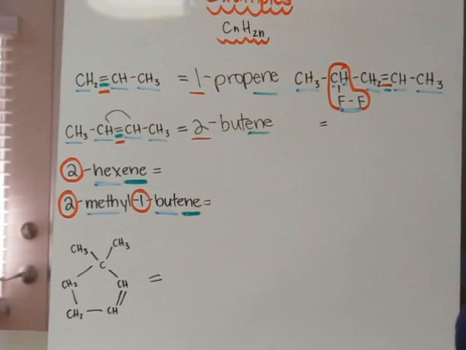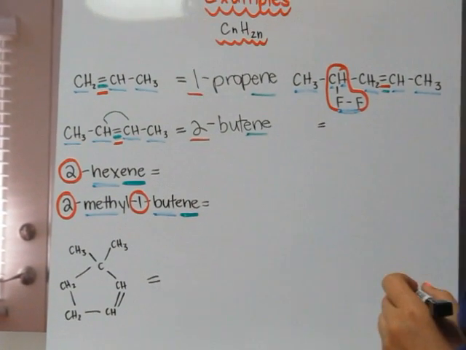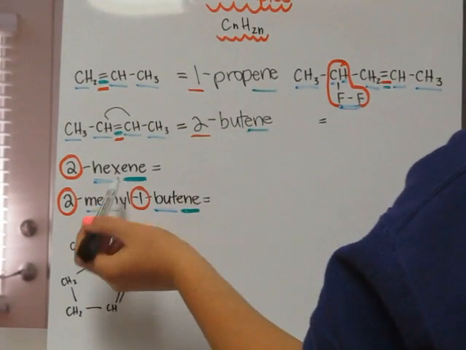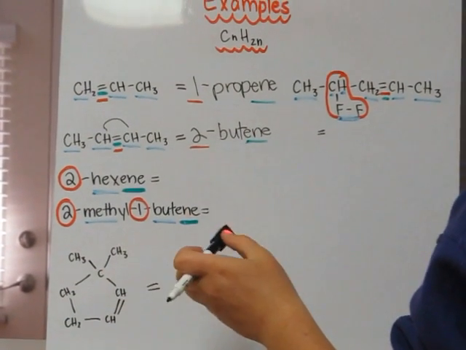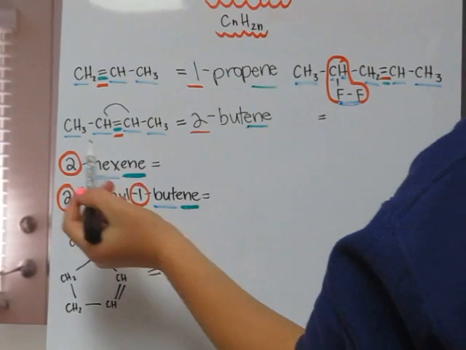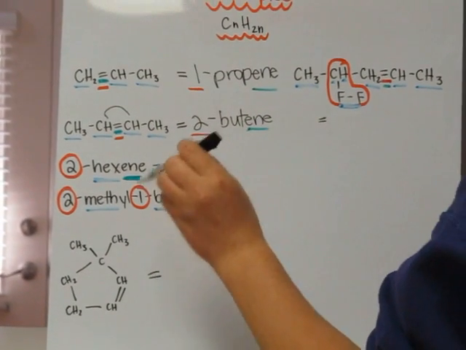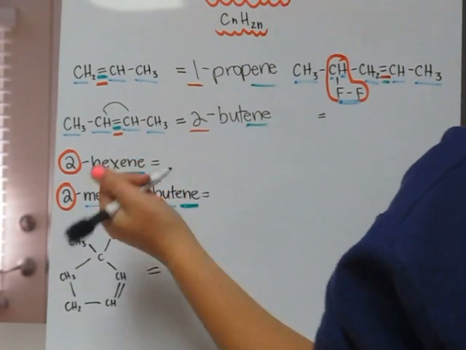For our third example, we have to draw 2-hexene. So the hexene tells us that we have 6 carbons and somewhere there's a double bond. The 2 tells us that the double bond goes from the second carbon to the third carbon. So it would look like this.